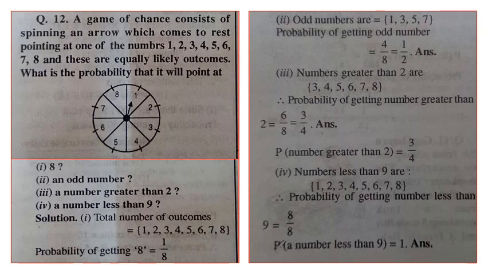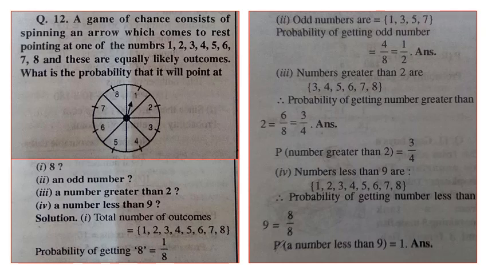Question number 12. A game of chance consists of spinning an arrow which comes to rest pointing at one of the numbers from 1 to 8 as given in the figure, and these numbers are equally likely outcomes. What is the probability that it will point at: 1, number 8; 2, an odd number; 3, a number greater than 2; 4, a number less than 9.